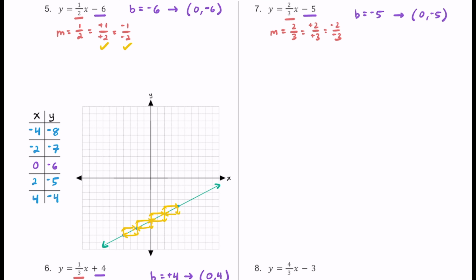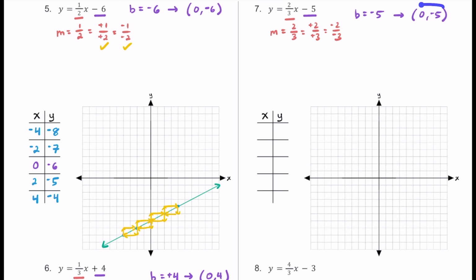Let's go ahead and set up a table and then a graph. This 0, -5 we can plot right away. We'll put the 0 in the middle and the -5. Now because our slope has a denominator of 3, let's go ahead and just use multiples of 3 for our x values, so -3, -6, and we could also use +3, +6 just to keep things consistent. Plotting this 0, -5, we can go ahead and put that right on the negative y-axis right from the beginning.